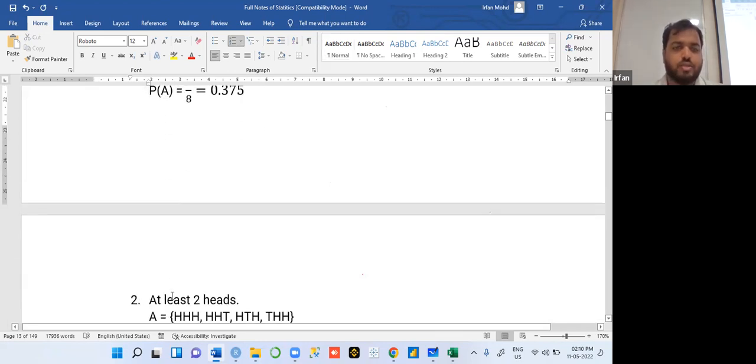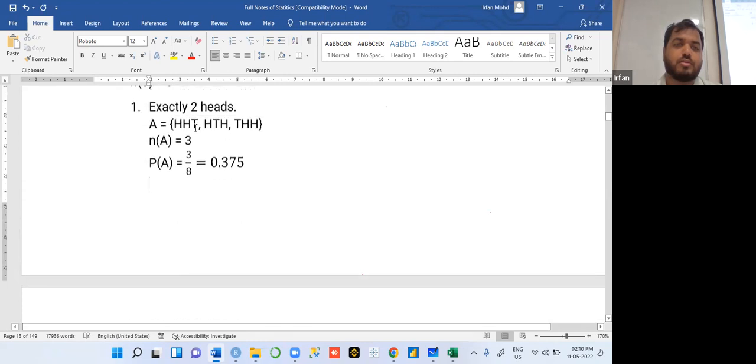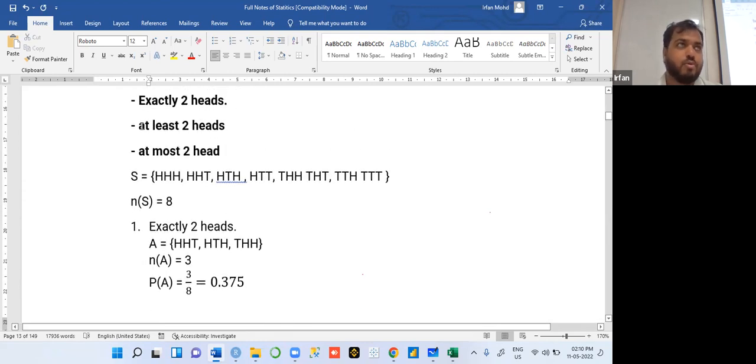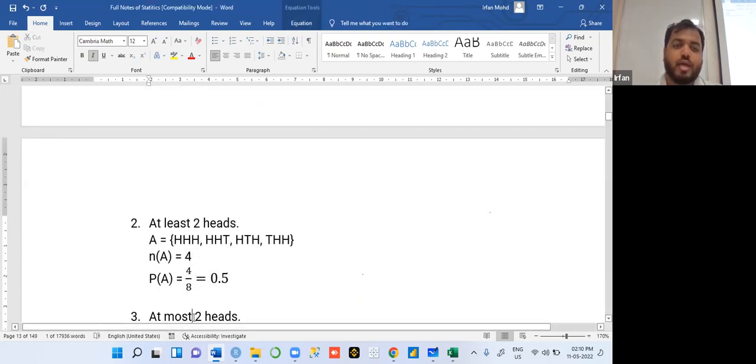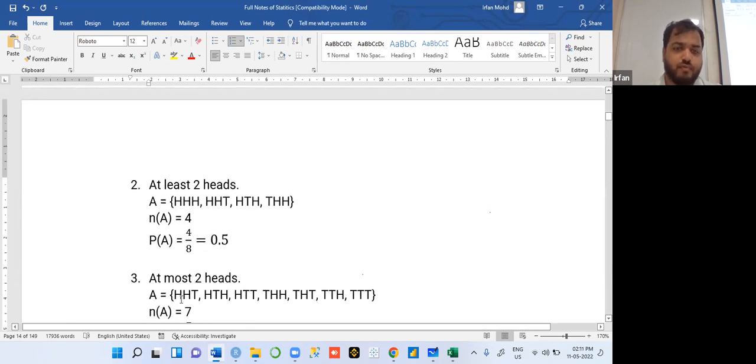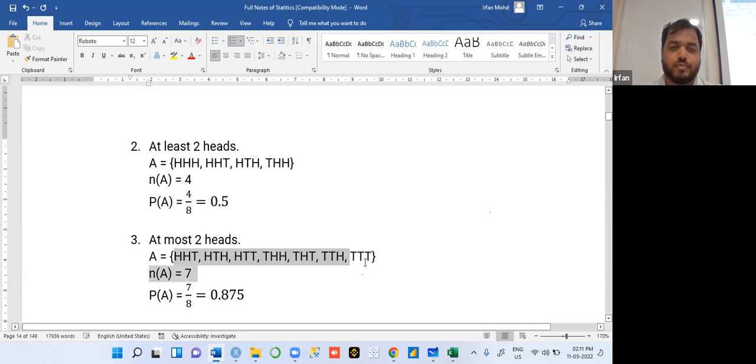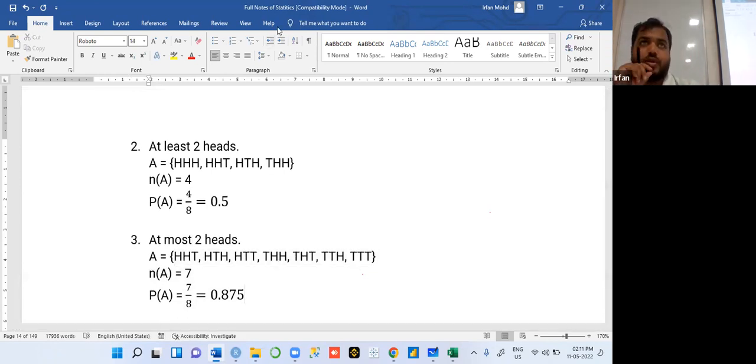Okay. At least 2 head. At least means minimum 2 or more than 2 also. So here we have 4. At most 2 means maximum 2. Or we don't have. 7 by 8. At most is max. At least is minimum.